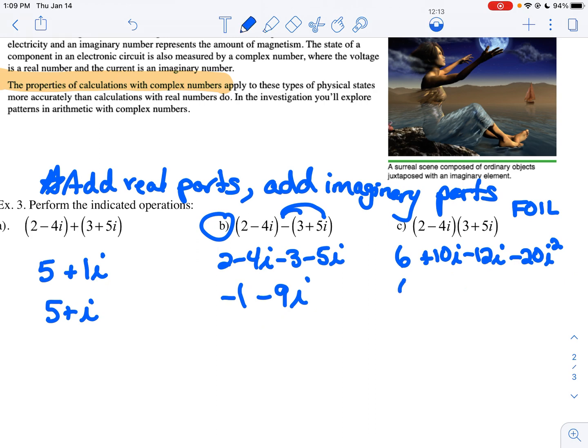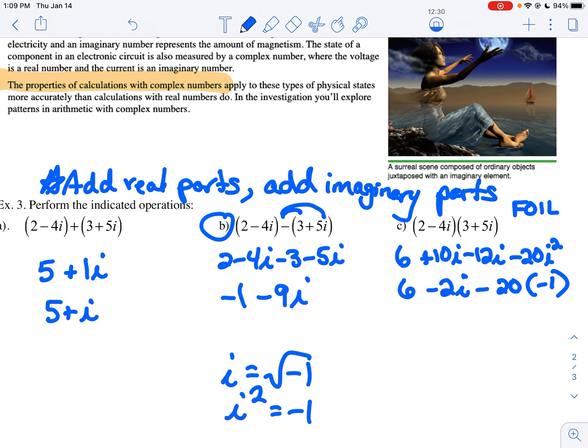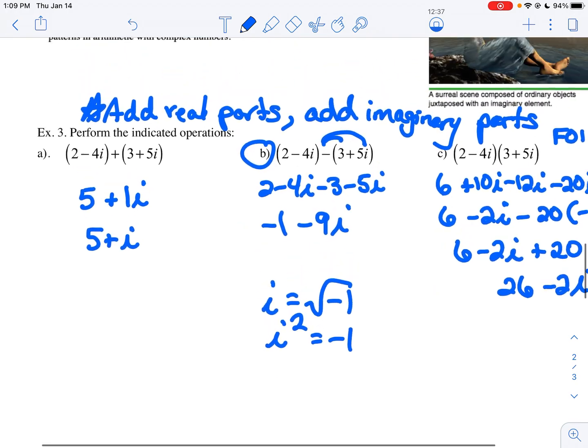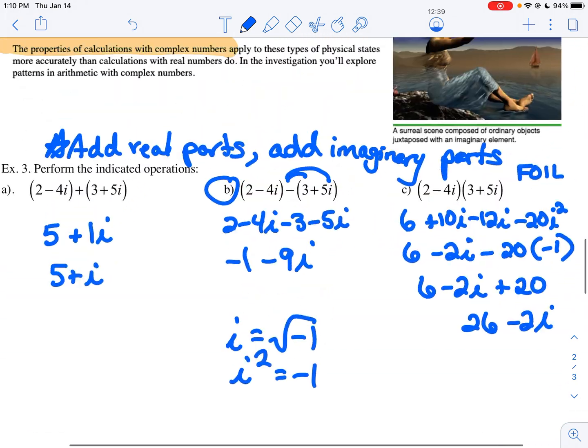I'm going to combine my like terms, and I'd get 6 minus 2i, but i squared is negative 1. Okay, that's part of the definition of an imaginary number. i is the square root of negative 1, and i squared is negative 1. So I get 6 minus 2i plus 20. So that's 26 minus 2i. All right, that finishes the notes.